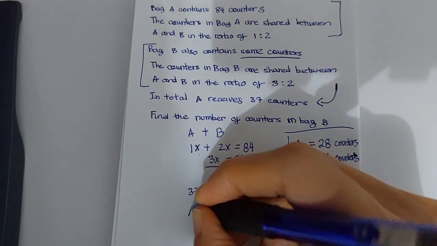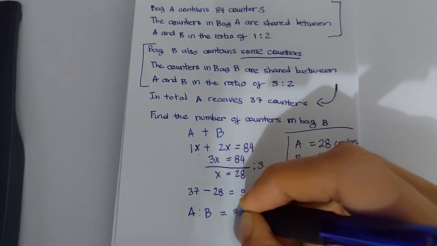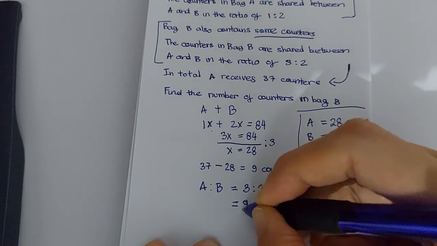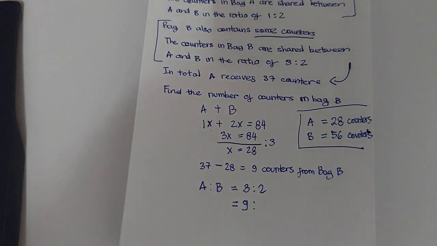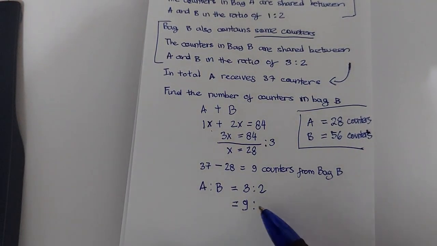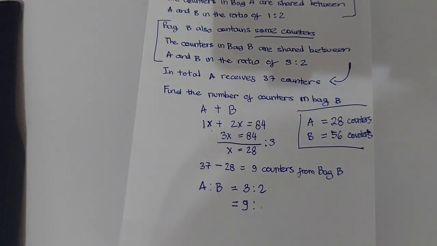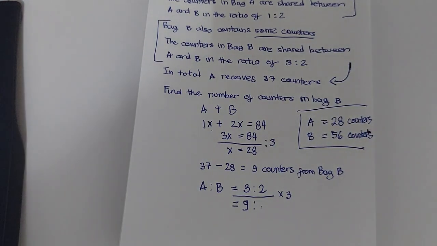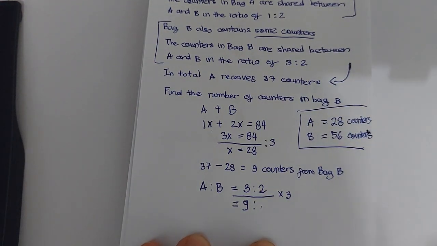Look, the ratio of A to B is 3 to 2, correct? Now, A actually received 9 counters from bag B. So what will be the number of counters received by B? You need to find the ratio that is equivalent to the first one. How to do that? 3 times what becomes 9? You times it by 3, right? 3 times 3 is 9. It means this one also times by 3. 2 times 3 becomes 6.